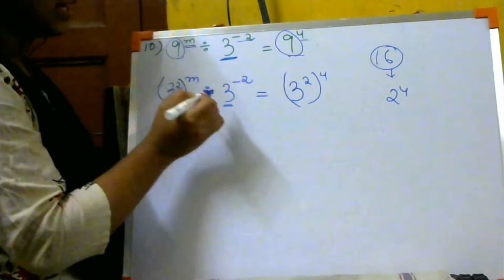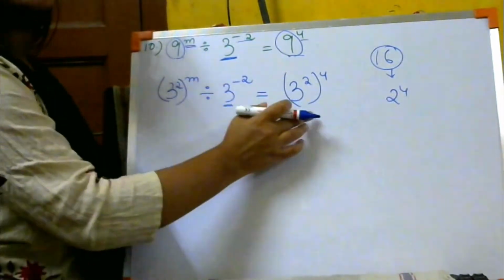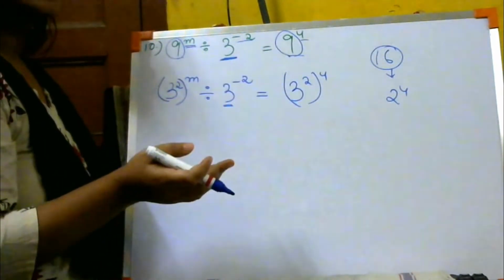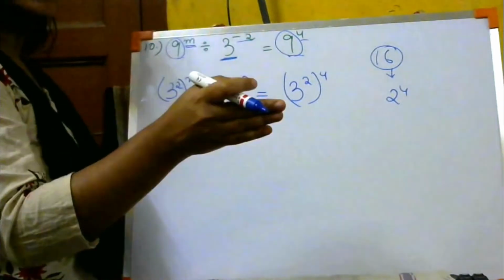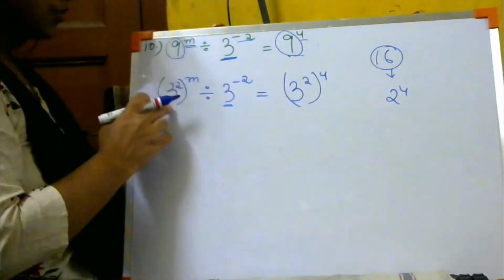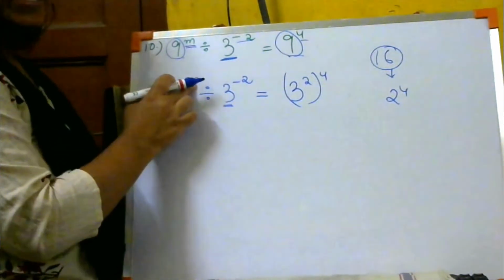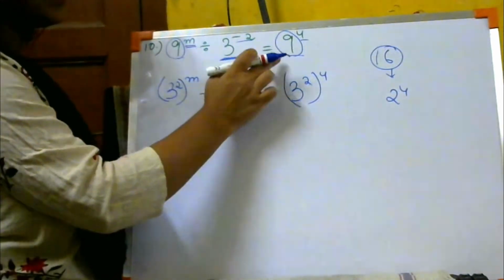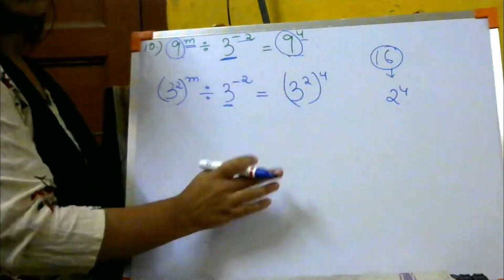This was already 3. We changed these two 9s into 3. So how do we change 9 into 3? 3 into 3 is 9. That means 3 square, so 3 to the power 2. The m stays as it is. Again over here 3 to the power 2. The 4 stays as it was.